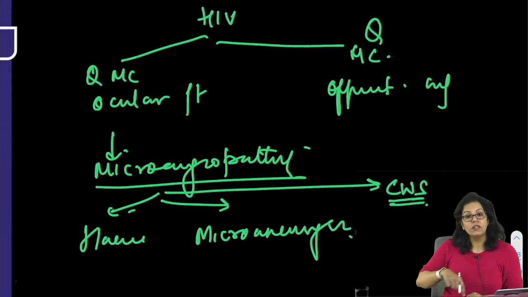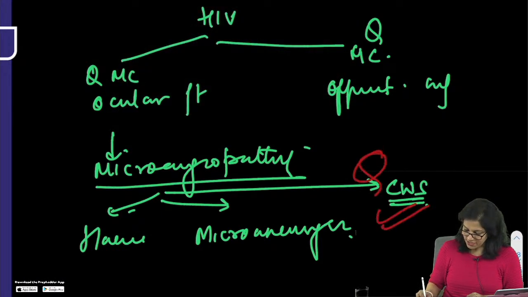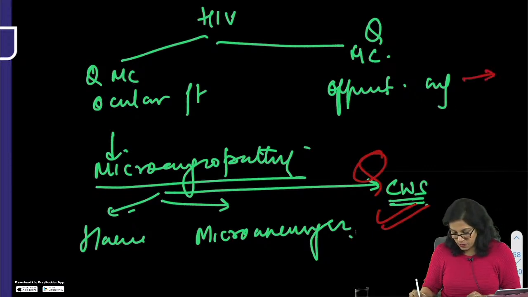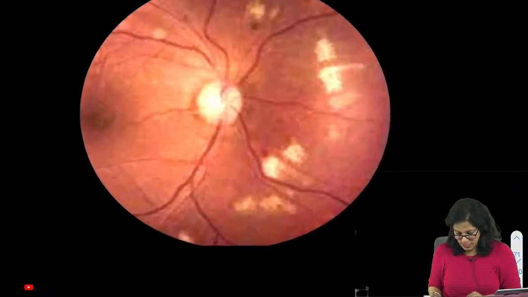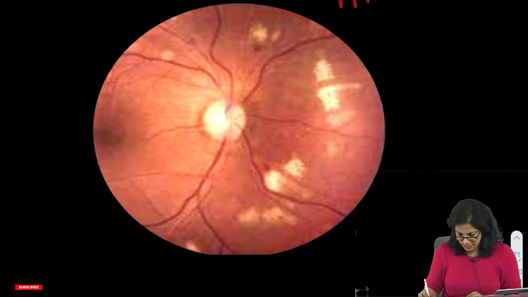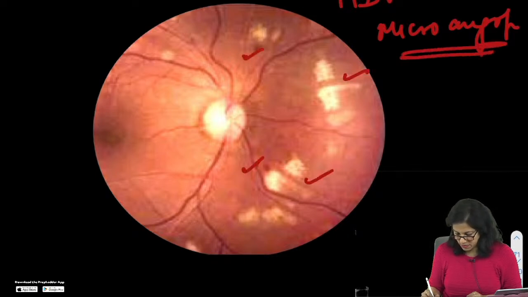There was a question where all three were given as an option. If that is so, we answer cotton wool spots. We will pick up this, right? Opportunist, we all know it is CMV retinitis. Let's have a look. So these are the multiple cotton wool spots. This is a case of HIV microangiopathy. Okay? I can see a few hemorrhages, but primarily look at the cotton wool spots.